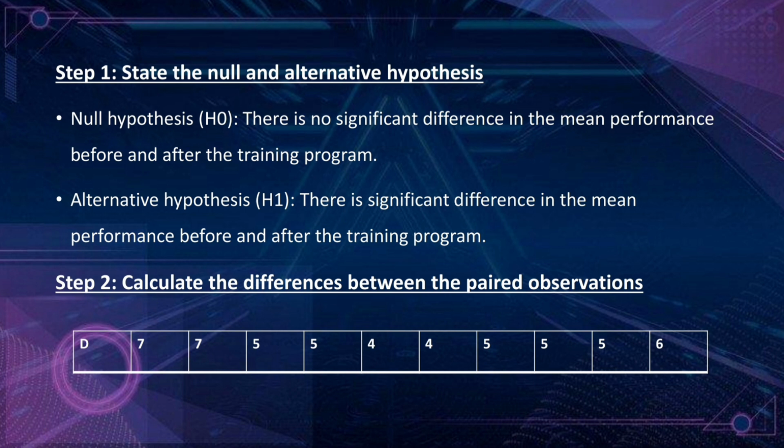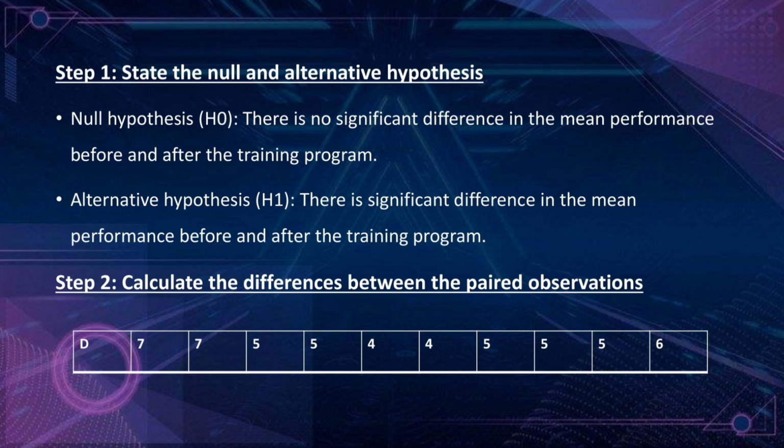First is setting the null and alternative hypothesis. In the second step, we calculate the difference between the paired observations. In the third step, we find the sample mean and standard deviation. In the fourth, we calculate the t-value. In the fifth step, we find the critical value and p-value. And at last, we make the decision whether to accept or reject the hypothesis.